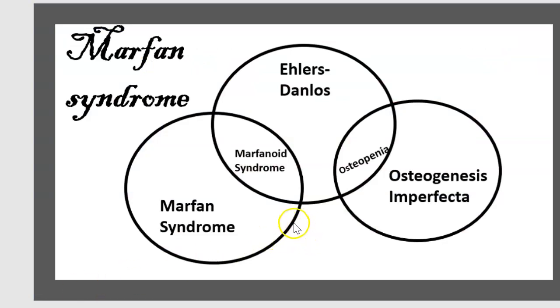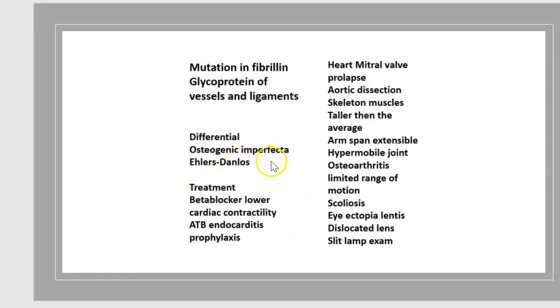From the differential between Ehlers-Danlos, Marfan syndrome, and osteogenesis imperfecta, there is some intersection here, which is Marfanoid syndrome. And between Ehlers-Danlos and osteogenesis imperfecta is osteopenia. Here are the essential points of Marfan syndrome. It's a mutation in fibrillin, a glycoprotein of vessel and ligament. Clinical symptoms include heart mitral valve prolapse, aortic dissection, and skeletal anomalies like scoliosis.